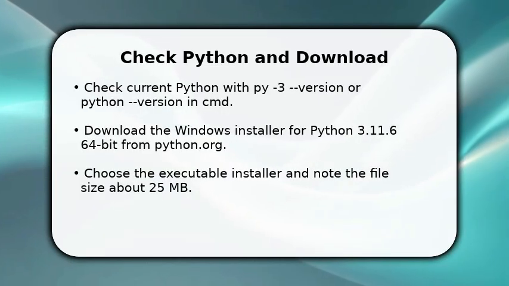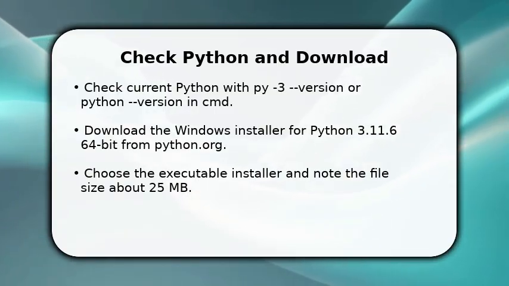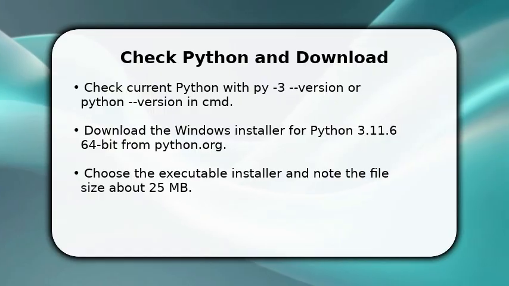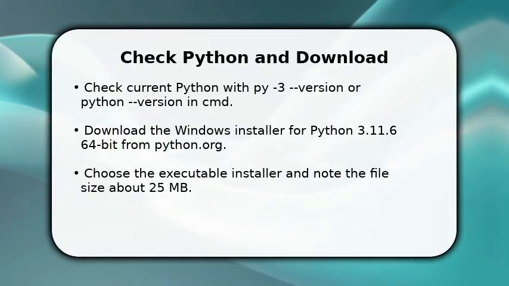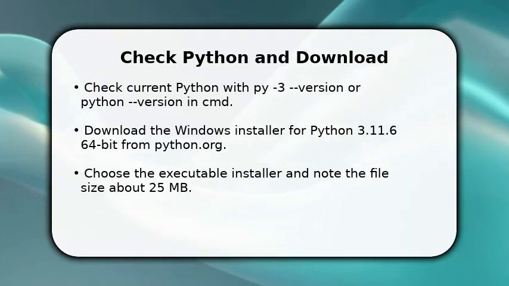Open Command Prompt and confirm your current Python version first. Type pip3 --version or python --version and press Enter. Note the reported version, like 3.10.8 or 3.11.6, before proceeding.